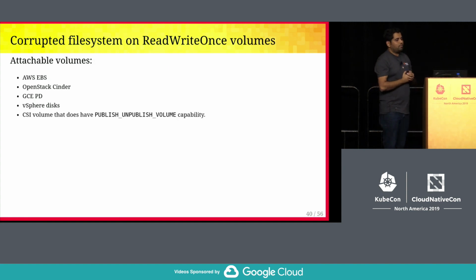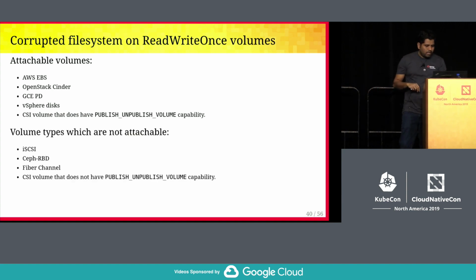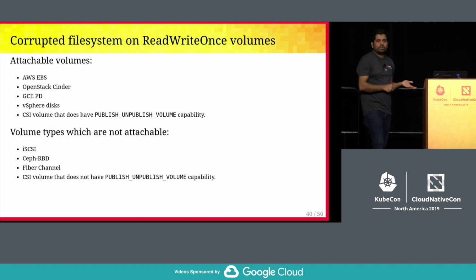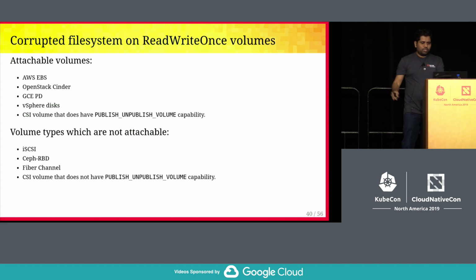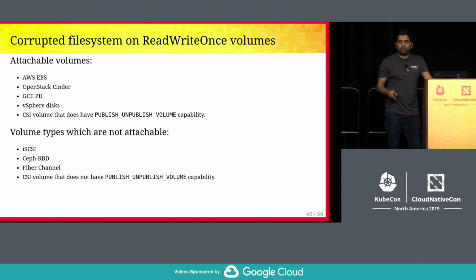Here are a few examples of attachable volume types: EBS, OpenStack Cinder, GCE PD, vSphere disk. If you are familiar with CSI, any CSI volume that has the publish/unpublish controller capability is considered attachable by Kubernetes. Here are a few examples of volume types which are not attachable, like iSCSI, Ceph RBD, Fibre Channel, and typically CSI volumes that do not have the publish/unpublish controller capability. These are unattachable volume types, and they typically could be attached or published to a node directly. They don't go through a control plane call.